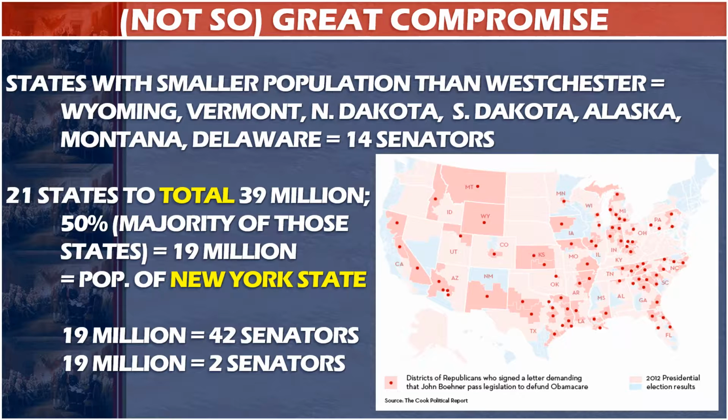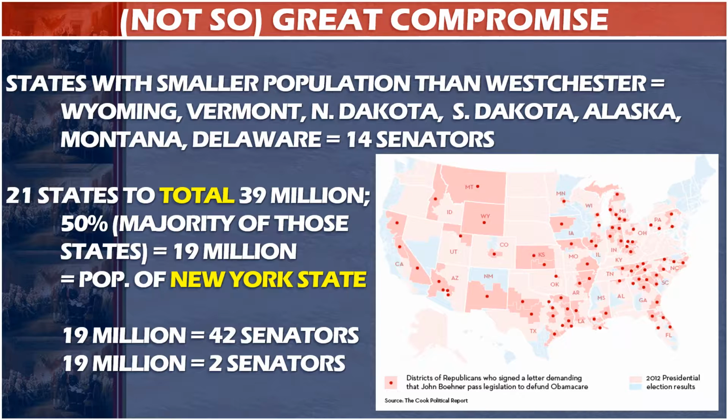And that's equivalent to the current population of New York State. So those 21 states get 42 senators, which is nearly a majority of the Senate, while the 19 million people of New York State only get 2 senators. And this is a problem with the inequality. It allows for small states to have a huge impact on legislation because they can essentially stop legislation.